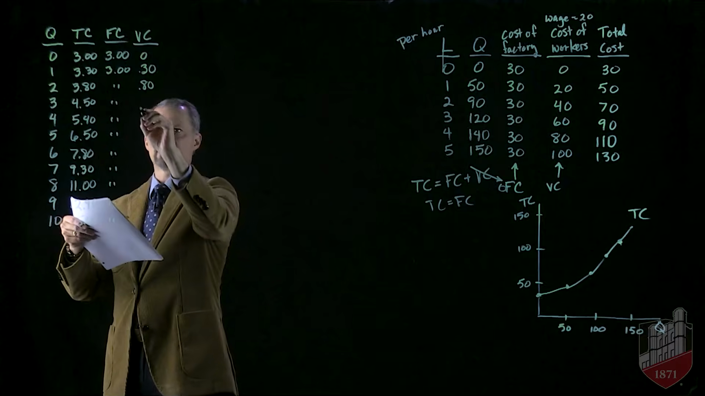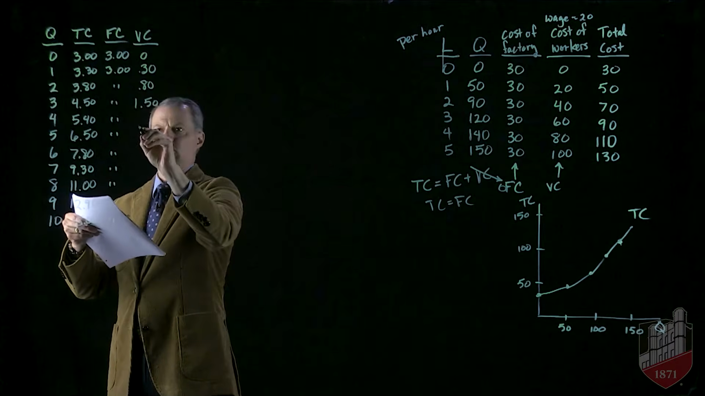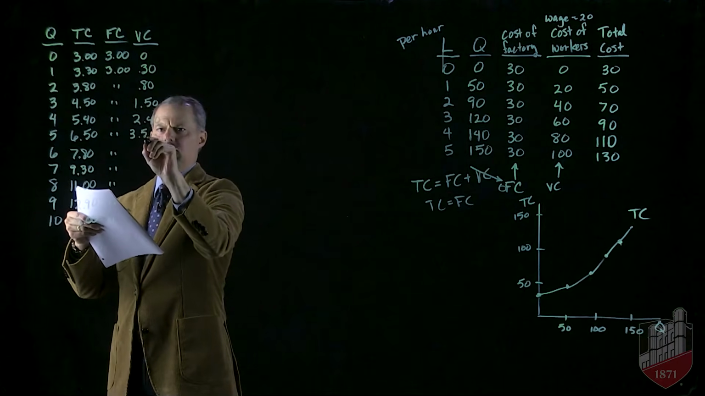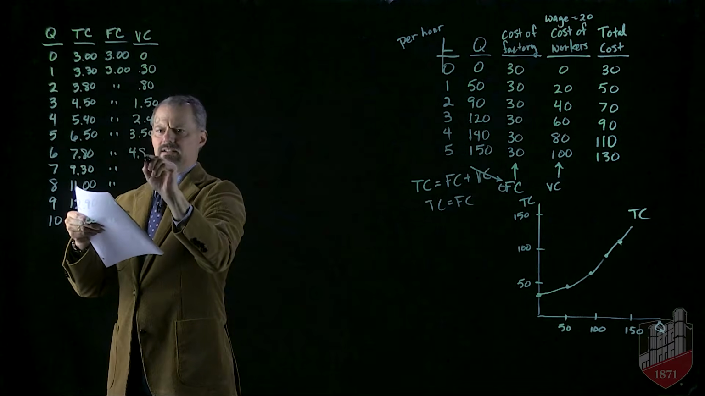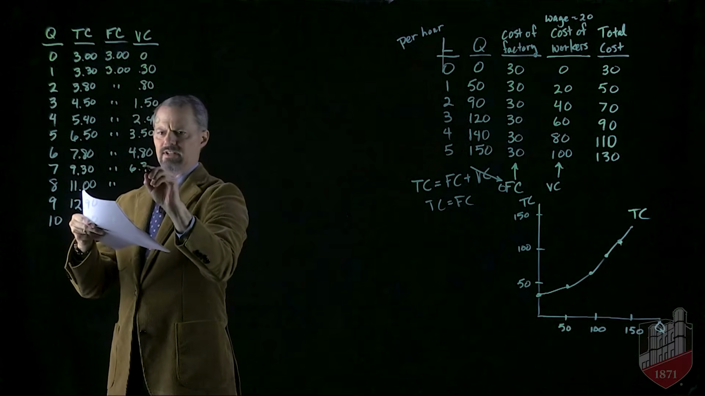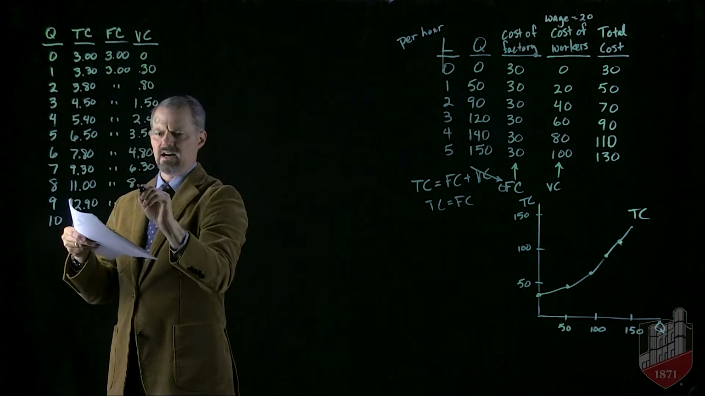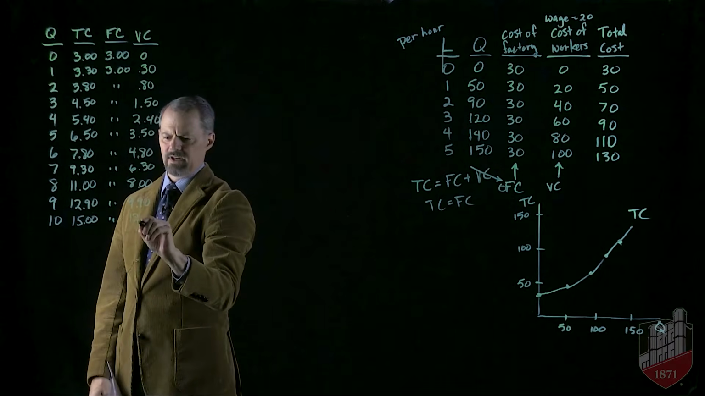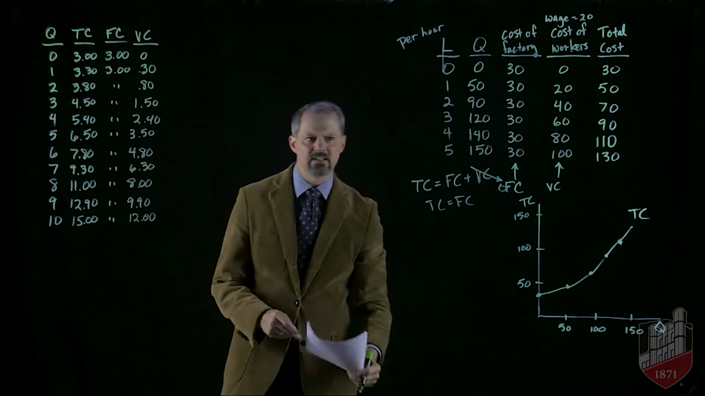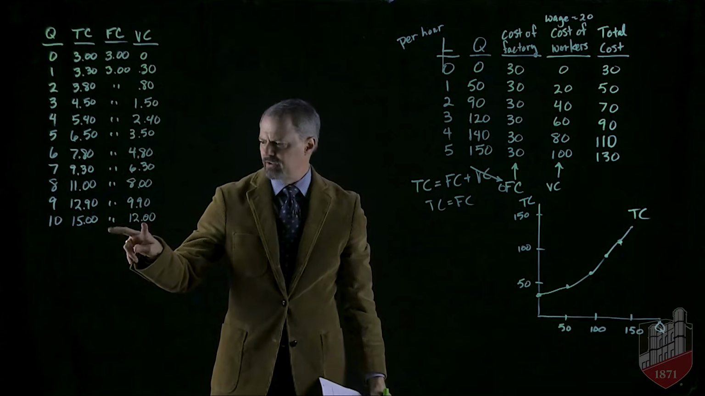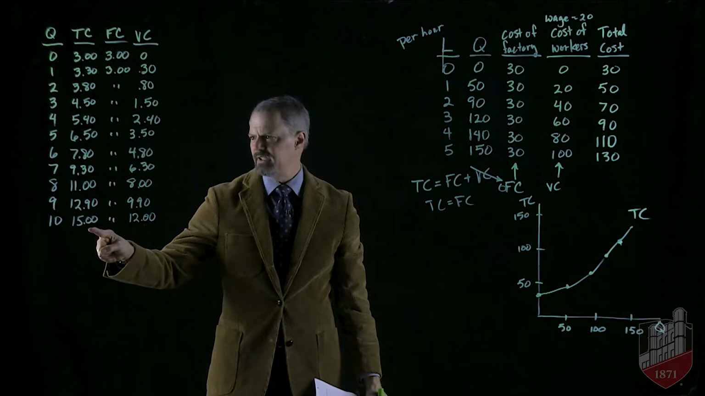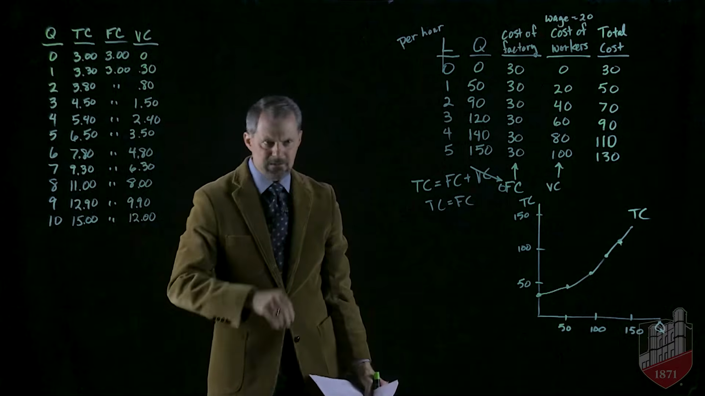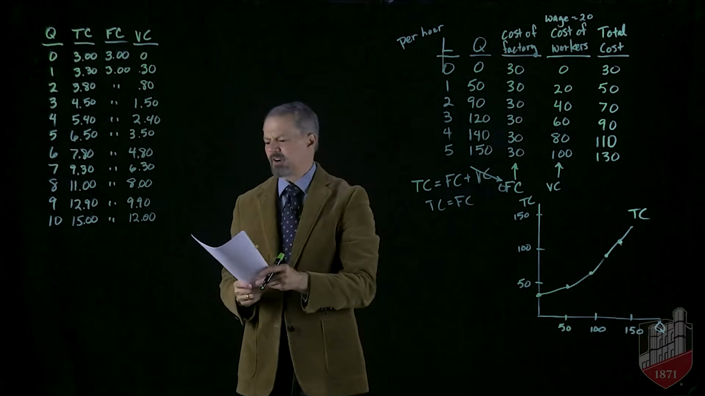And then here's what the rest look like. $1.50, $2.40, $3.50, $4.80, $6.30, $8, $9.90, and $12. And you can verify that at each step, the $12 plus the 3 equals the 15. $6.30 plus $3 equals $9.30. Okay? So there's our variable cost.